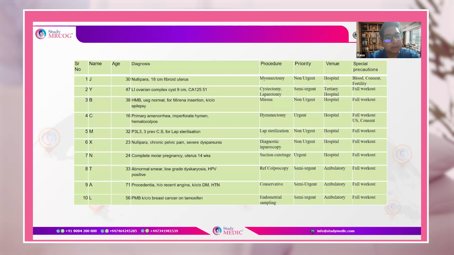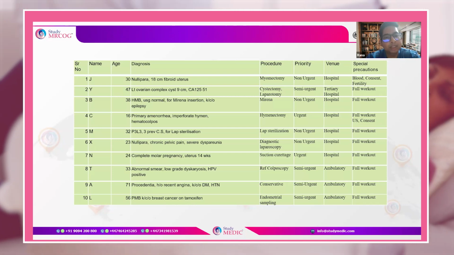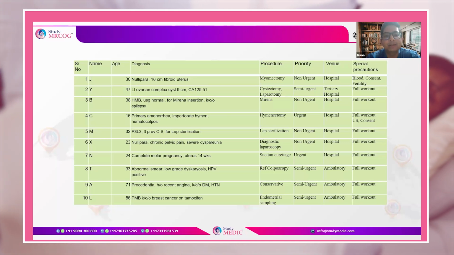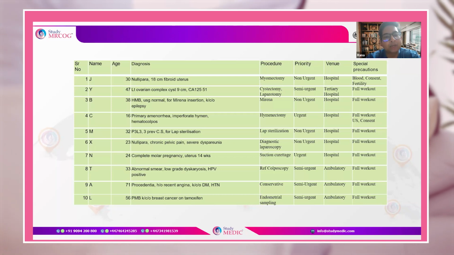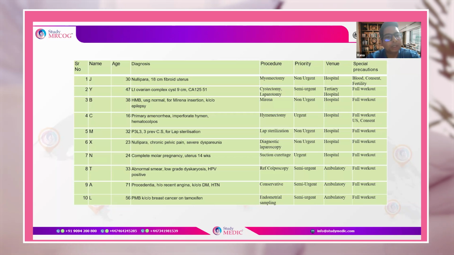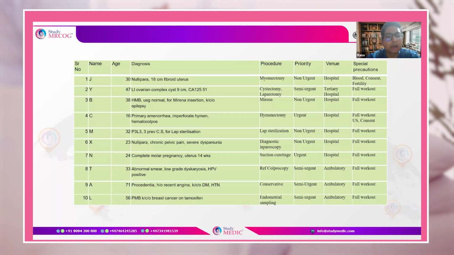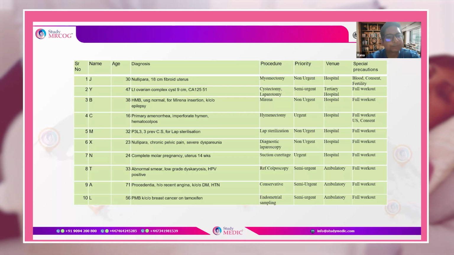Now, the next case is a nulliparous patient with chronic pelvic pain and severe dyspareunia, where a diagnostic laparoscopy is planned. This is also a non-urgent, routine care procedure which you can perform routinely within the 18 weeks pathway, preferably, or after the pending operative list has been completed, you can put her on.